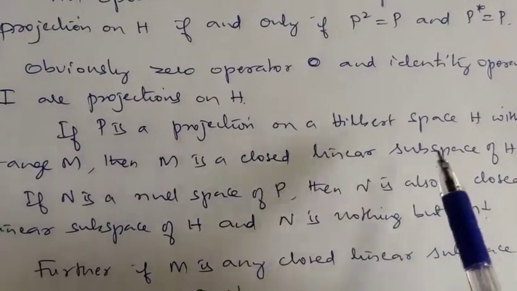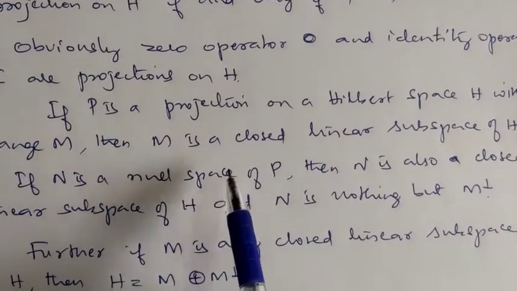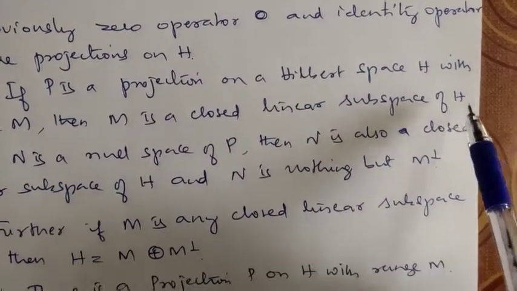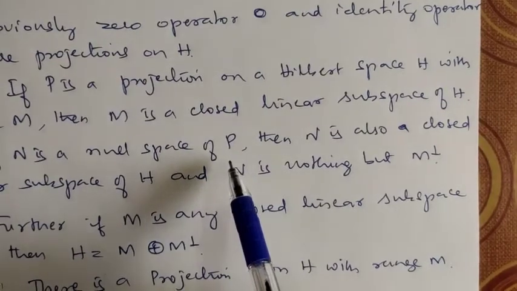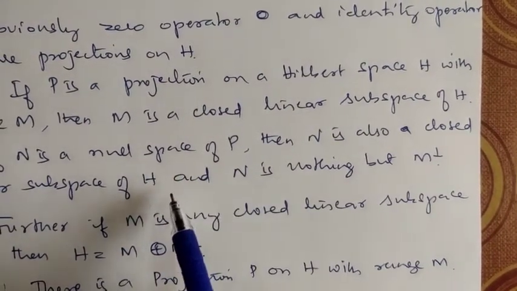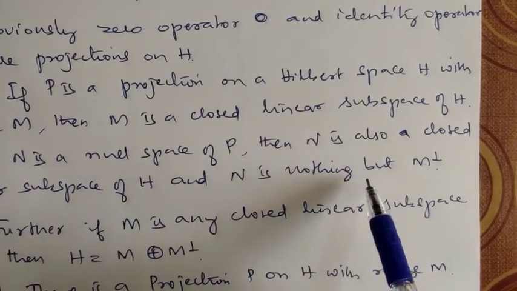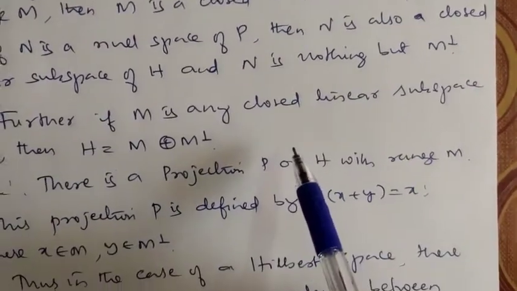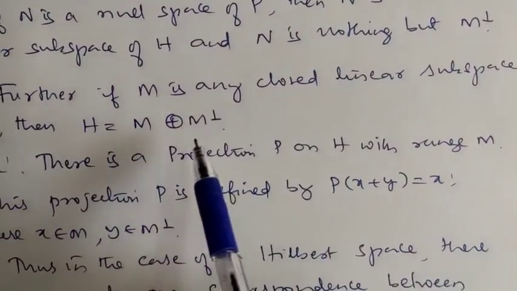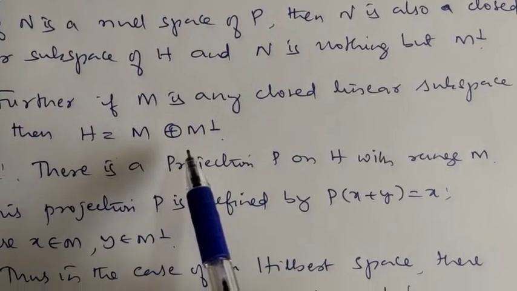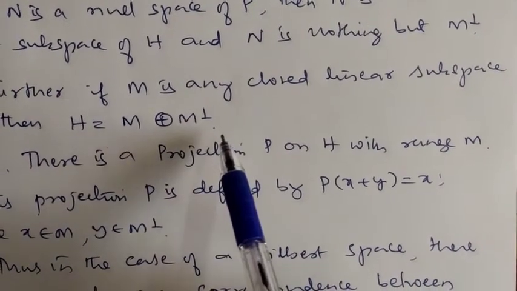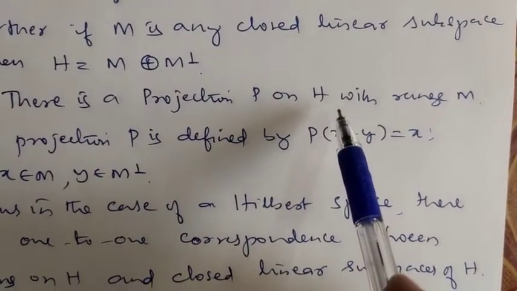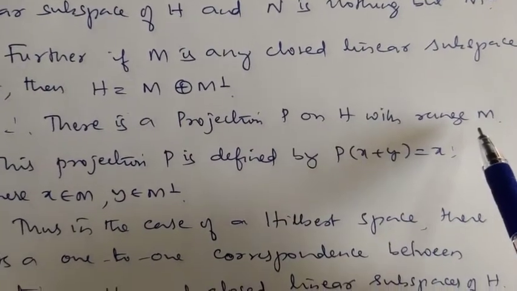If P is a projection on Hilbert space H with range M, then we know that M is a closed linear subspace of H. This we have proved. And also if N is the null space of P, then N is also a closed subspace of H, and, as we have just proved, N is nothing but the orthogonal complement of M. Further, if M is any closed linear subspace of H, then we have proved that H is the direct sum of M plus M perp. Therefore, there is a projection P on H with range M.